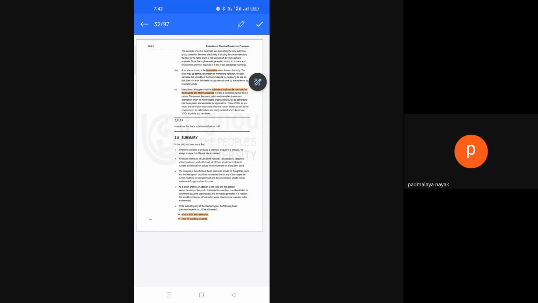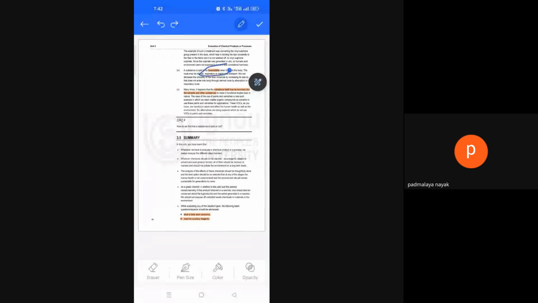Next, another point is bioavailability. Bioavailability means the substance is said to be bioavailable when it has entered into the body. The route may be dermal, respiratory, and membrane transport. We can decrease the solubility of the toxic molecule by increasing the size so that it does not enter into the body through the dermal route, that means the skin.